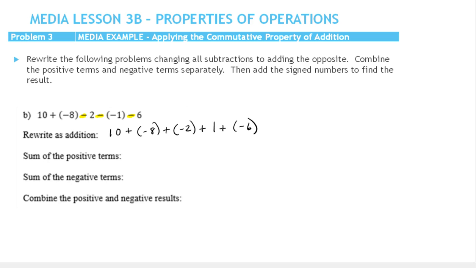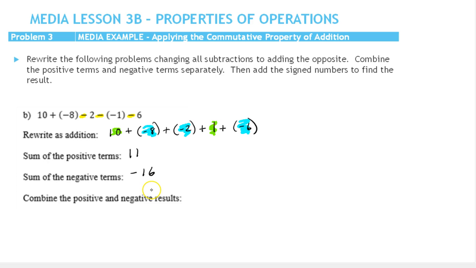Let's highlight the positive terms. So here are the positive terms, and here are the negative terms. So the positive terms are 10 plus 1, which is 11. The negative terms, I add the absolute values, so I'm just going to say 8 plus 2 is 10, 10 plus 6 is 16, and the result is negative because they're all negative.